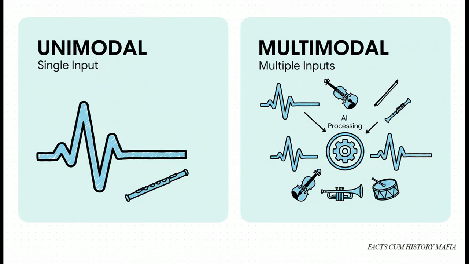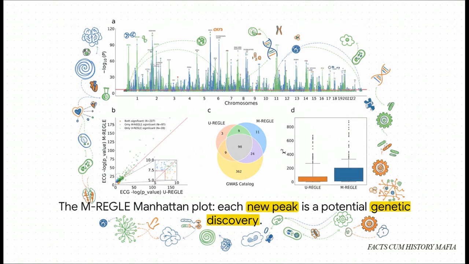The new approach, called multimodal, is about hearing everything at once. And a new method, mREGLE, does exactly that. It listens to all the instruments at the same time to find harmonies, these connections that are completely invisible when you're just focused on one section. And wow, just look at the result.